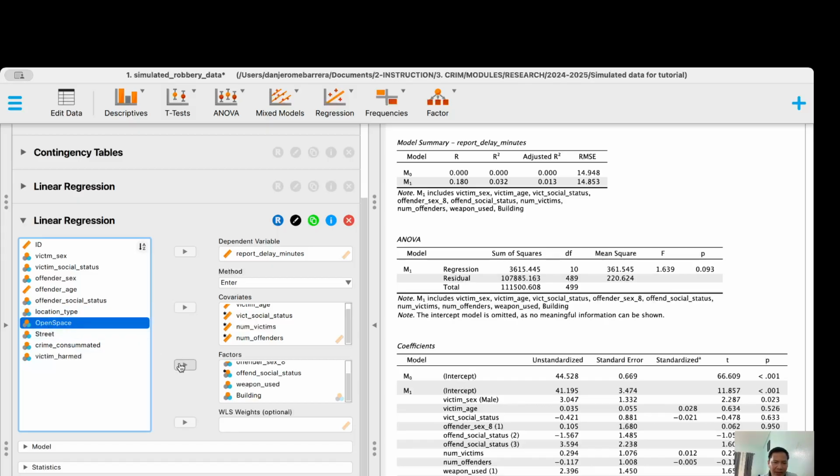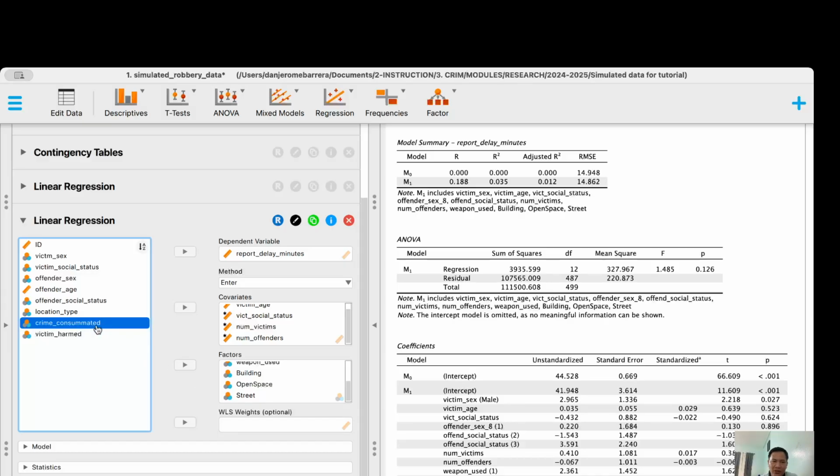Now let's go to open space. The p-value is also higher than 0.05. So it does not depend on whether it was committed in open space or not. Let's add street factors. The p-value again is above 0.05. So this means that there's no relationship between street and the reporting delays. So it doesn't matter whether the robbery was committed on the street or not on the street. They have similar levels of reporting delays.